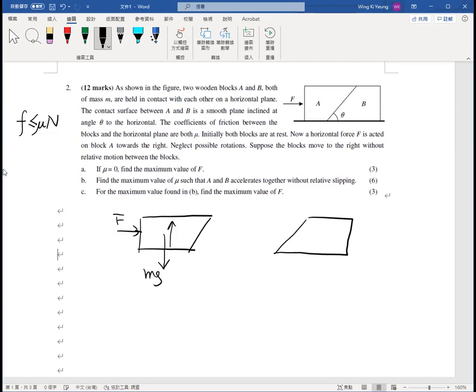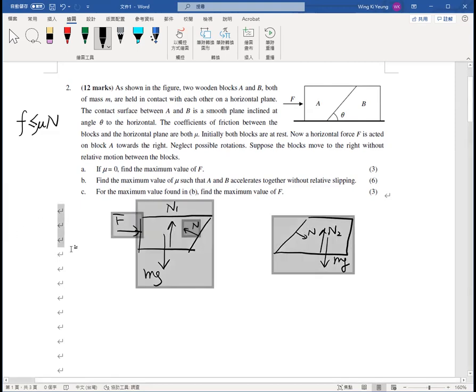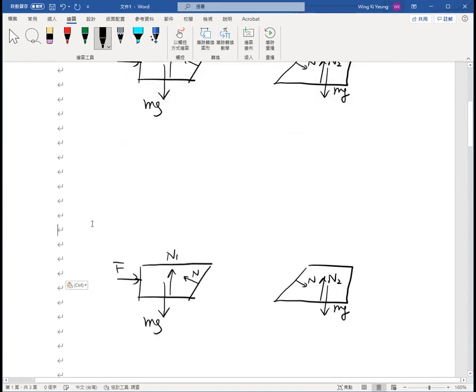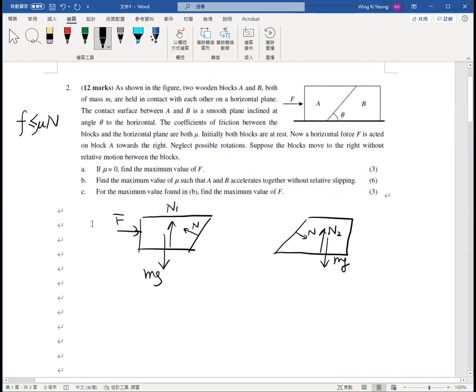The normal force acting on the block A, because touching the ground, A and B are touching, so there is a normal force acting between them. There's weight acting on the block B. There is also a normal force acting on the block B. That's it. Let me copy this diagram, and just copy one for part B, because for part B, you also need to consider the friction.